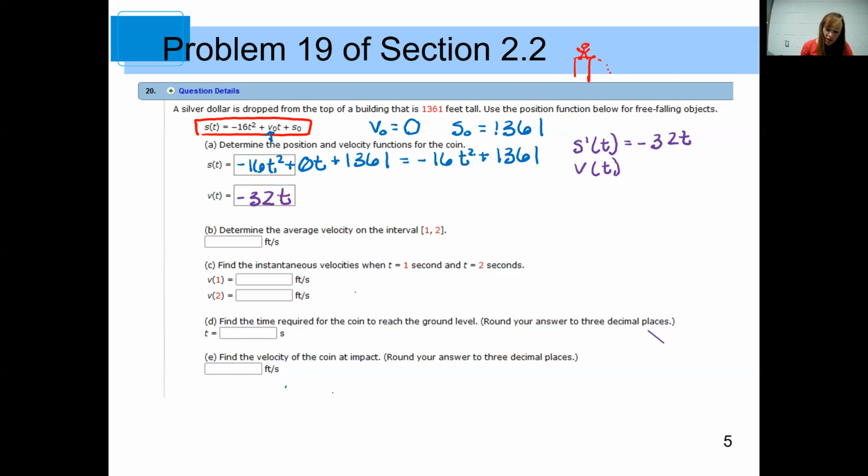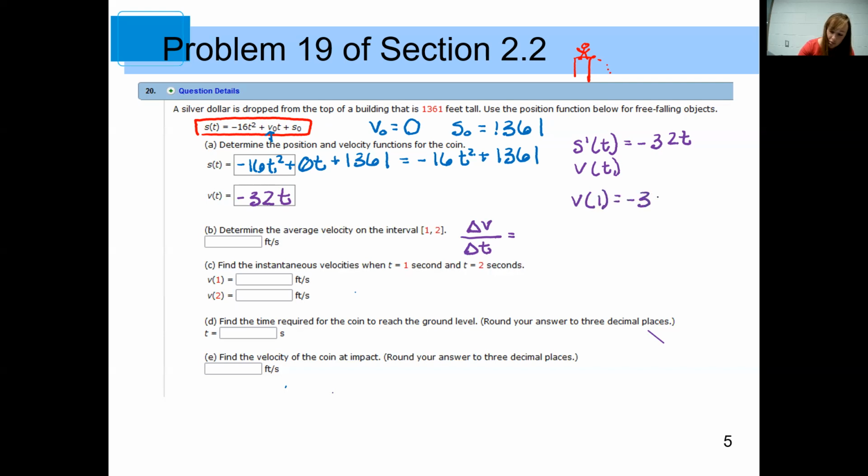And then it wants us to determine the average velocity on the interval. So we just want to take the rate of change of v with respect to the rate of change of time. So to do this problem, we need to know what v is, since we're going from t equals 1 to t equals 2. What is v when t equals 1?